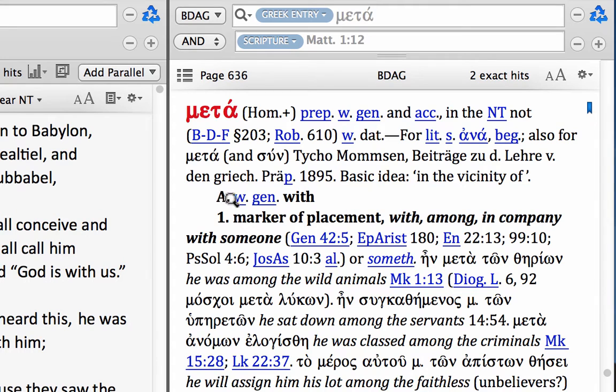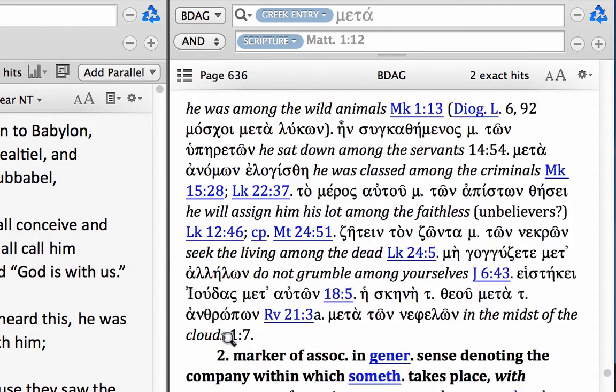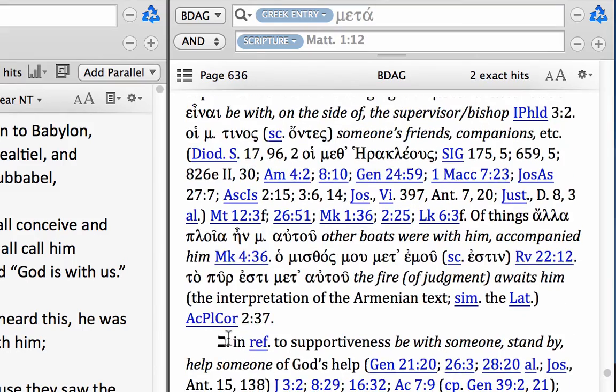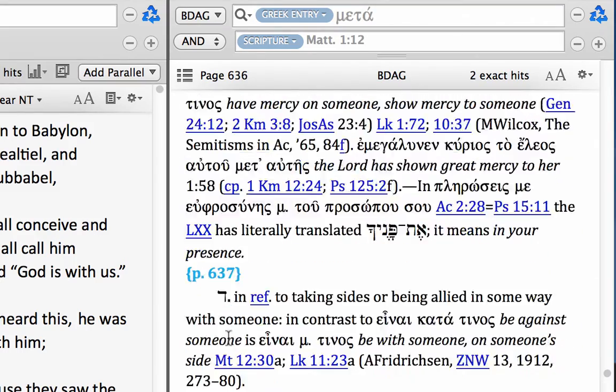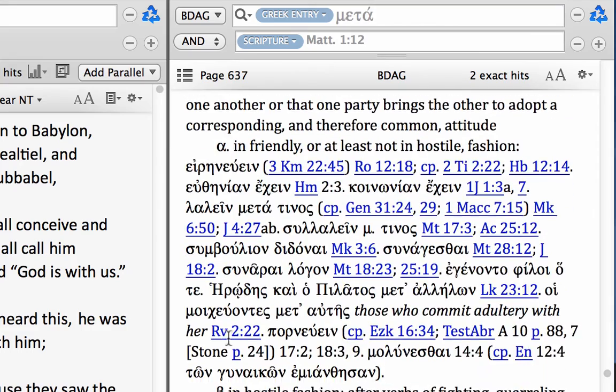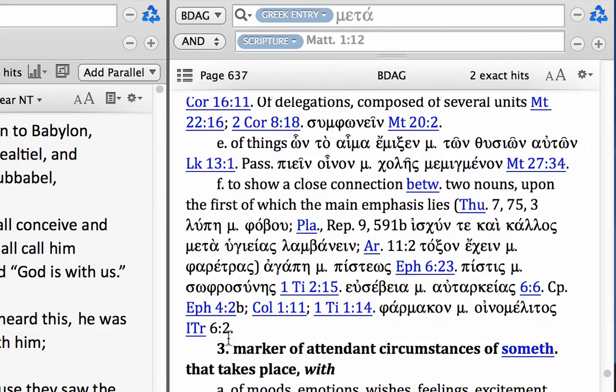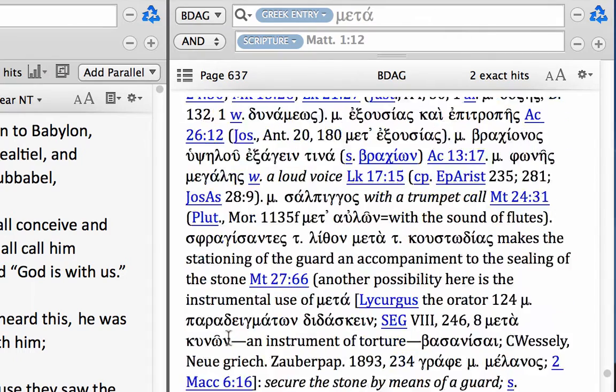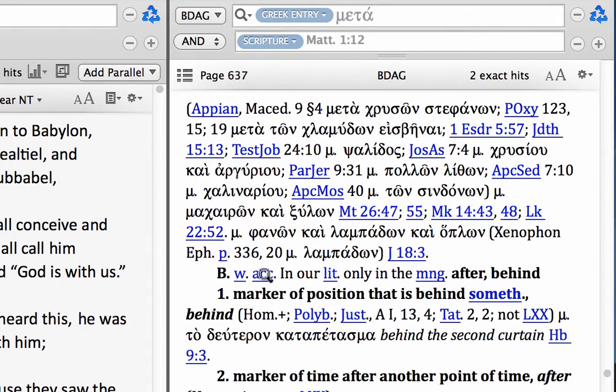But you'll notice it says meta with the genitive basically means with, and then it's going to have all kinds of discussion of meta meaning with. And so you just scroll and scroll and scroll and go out and get something to eat for lunch and keep scrolling. And you're eventually going to come down to where it says with the accusative. And what that means is that when meta is followed by an object in the genitive, it means with. But when it's followed by an object in the accusative, it basically means after or behind.